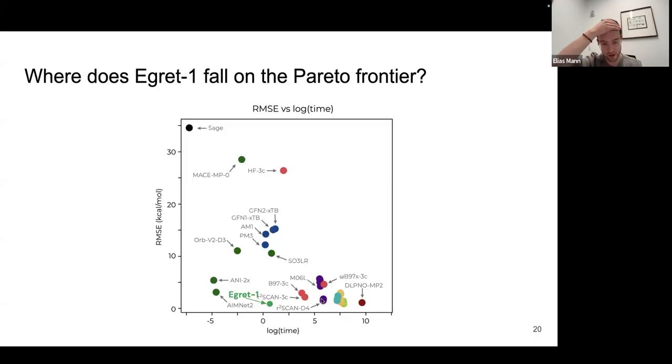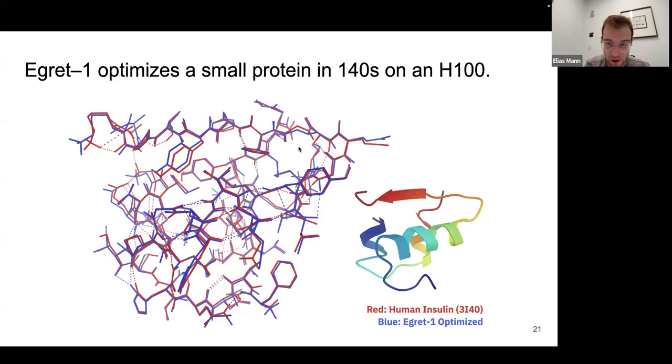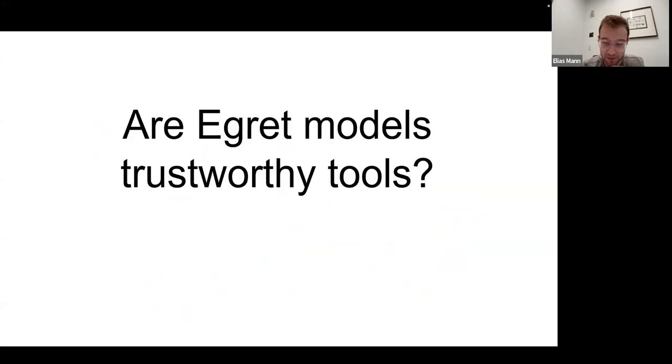So with this work, what we were trying to do is see how well we can make a neural network potential perform. It's not as fast as AIMNet, not nearly as fast as force fields, but the accuracy is pretty much on par with a lot of DFT methods, and it's orders of magnitude faster. In 140 seconds on an H100, we could optimize a small protein, human insulin. This is just overlaid optimized and not optimized structures. So, it's fast compared to DFT.